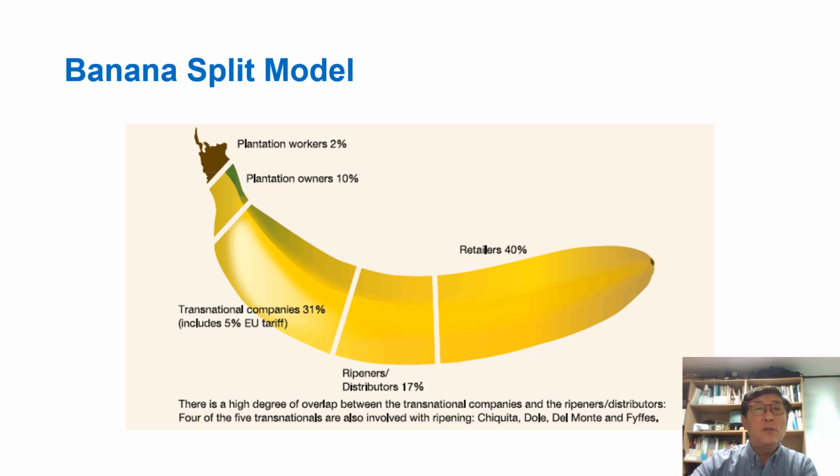So, the transnationals, the big four. Have you heard about them? Maybe you have. Chiquita, Dole, Del Monte, and Fyffes. So only four companies are dealing with banana sales in the world.